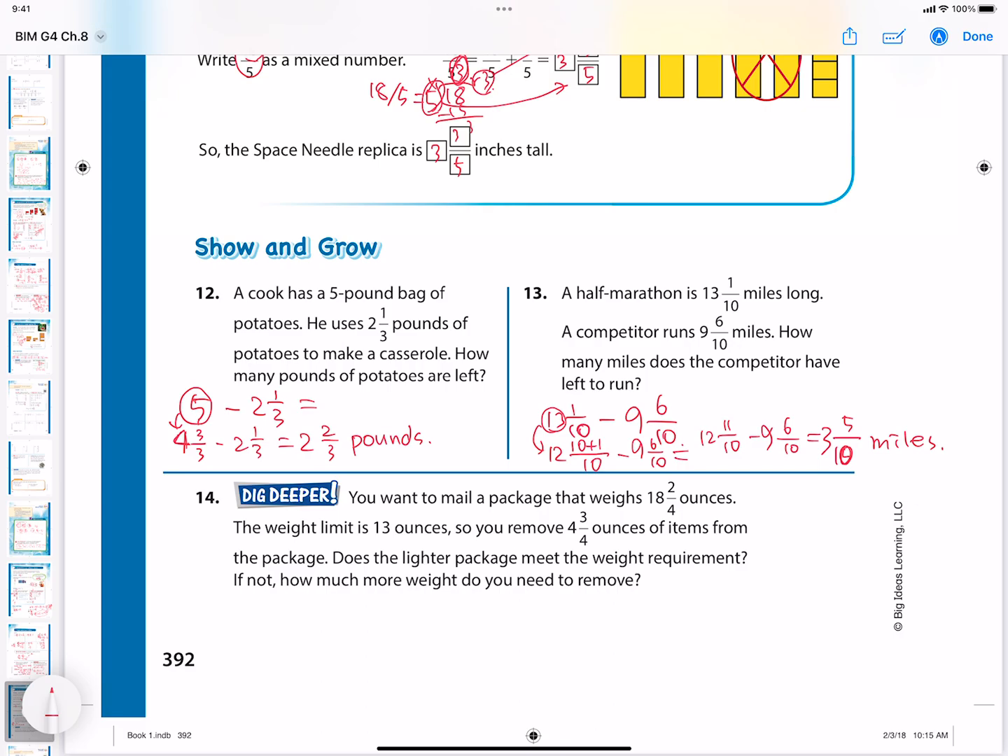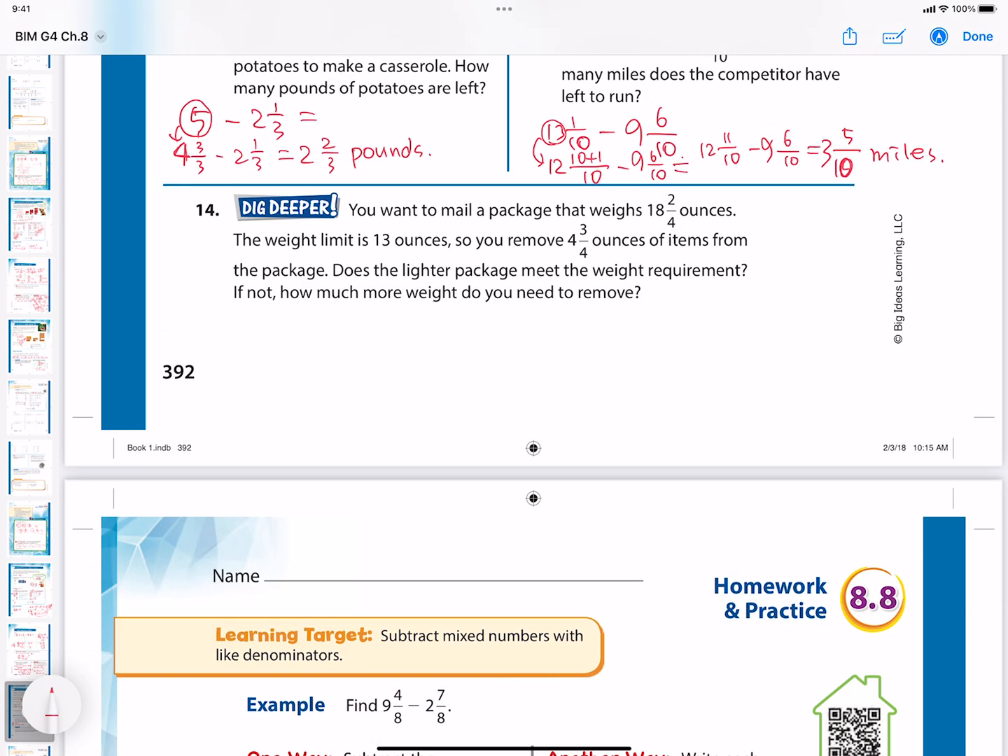Okay, now number 14, last question. You want to mail a package that weighs 18 2/4 ounces. The weight limit is 13 ounces. So you remove 4 3/4 ounces of items from the package. Does the lighter package meet the weight requirement? If not, how much more weight do you need to remove? When they ask you "if not," like they're asking you something else, that means the answer is no. So you have to find out the difference, okay?